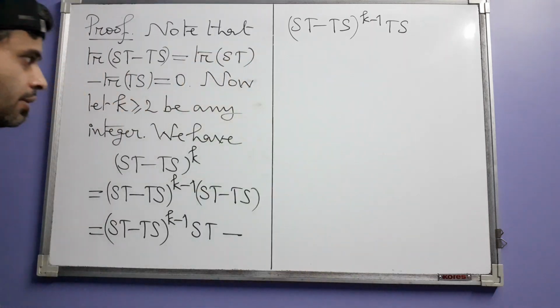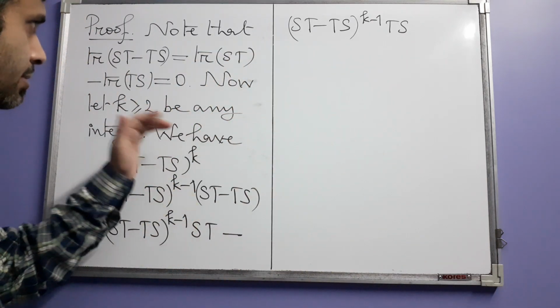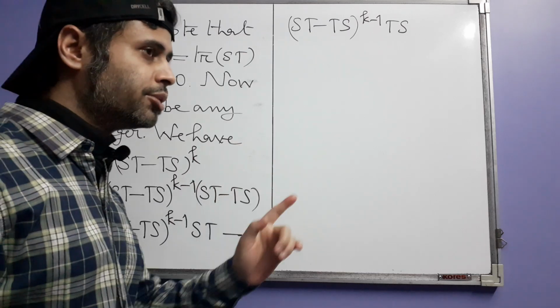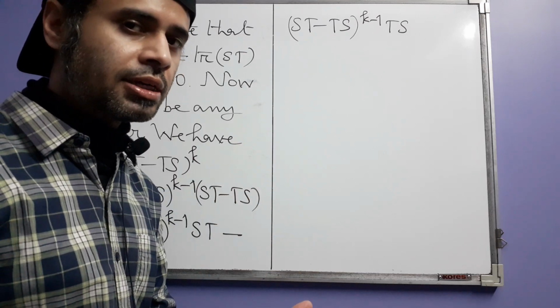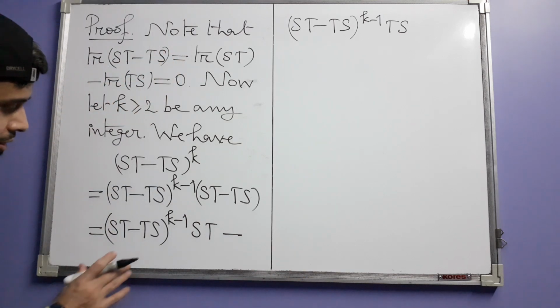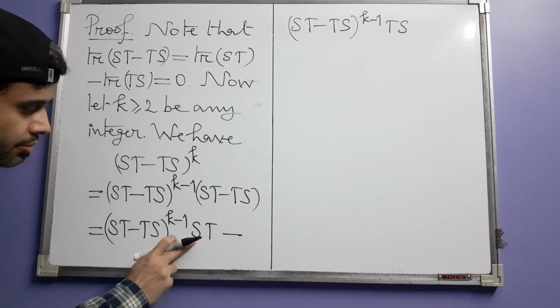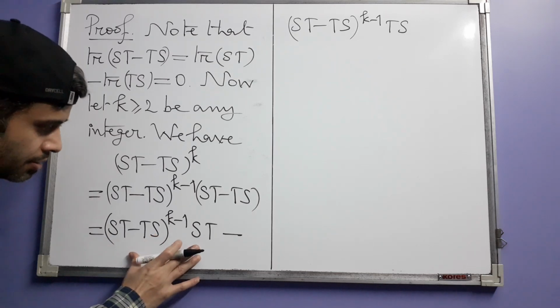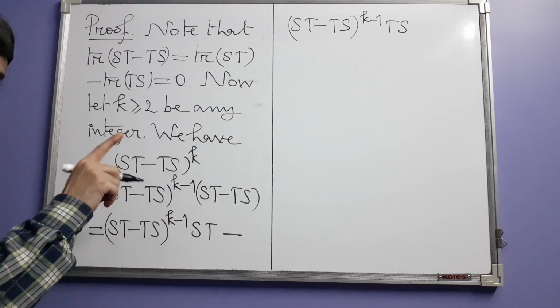TS. Now, what was the hypothesis? The hypothesis is that ST minus TS commutes with S. So any positive integral power of ST minus TS automatically would also commute with S. In particular, this power would commute with S. So in place of this product, you can write S times this. That's what we are going to write next.